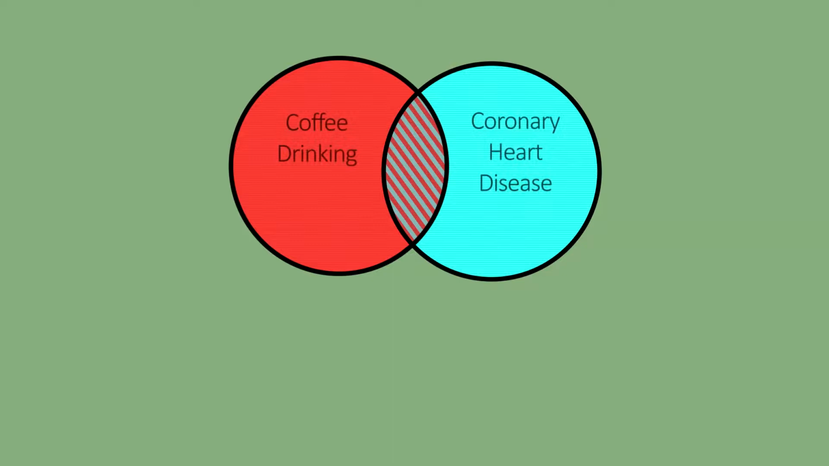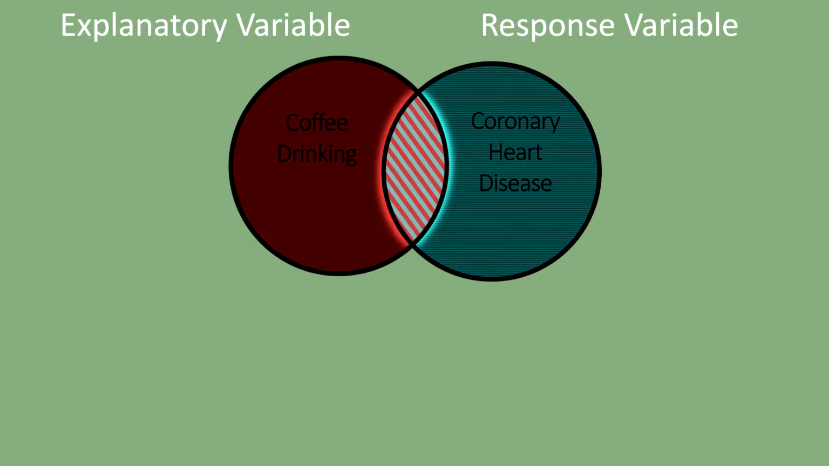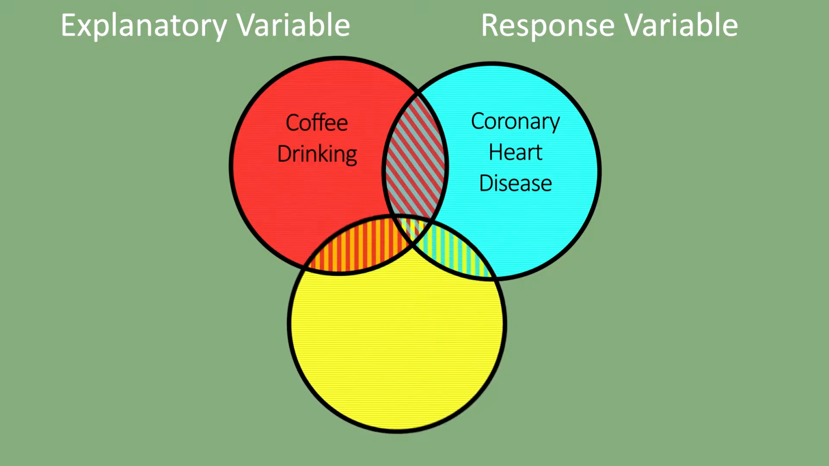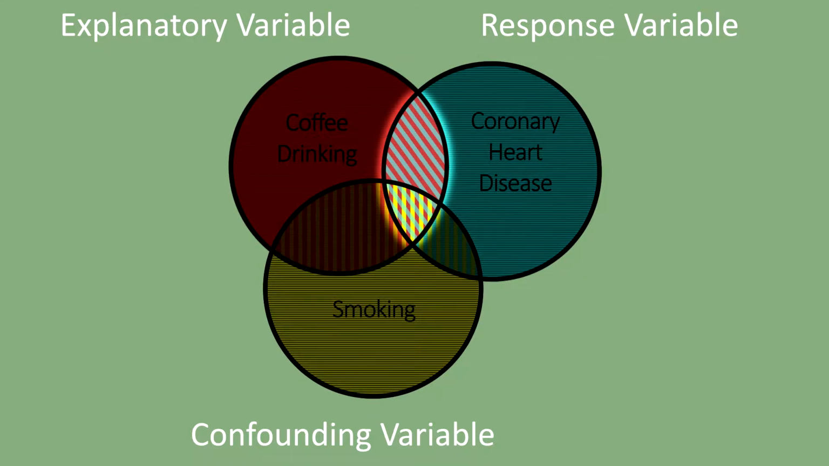When we're looking at the association between coffee drinking and coronary heart disease, the overlap you see in the Venn diagram is what we're testing. We're saying, is that overlap significant? Are they significantly associated? When we add the potential confounder of smoking, we're asking, are coffee drinking and coronary heart disease still significantly associated after we partial out the overlap between coffee drinking and coronary heart disease that can be accounted for by smoking?